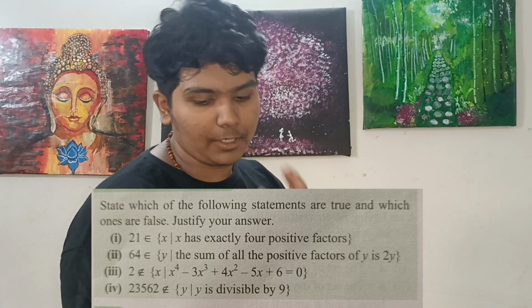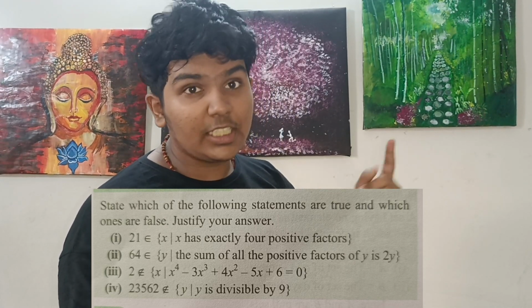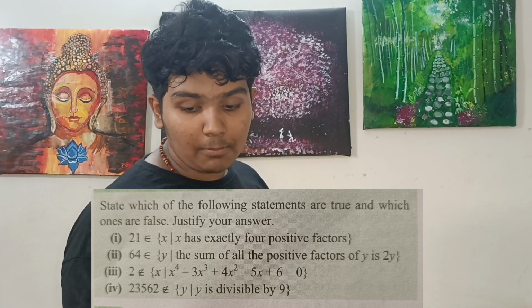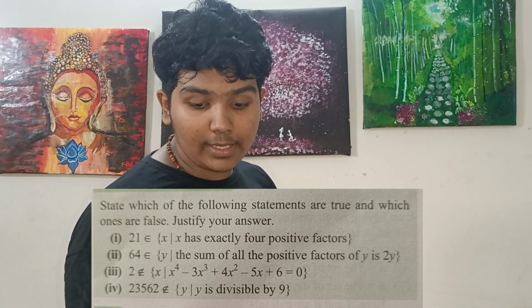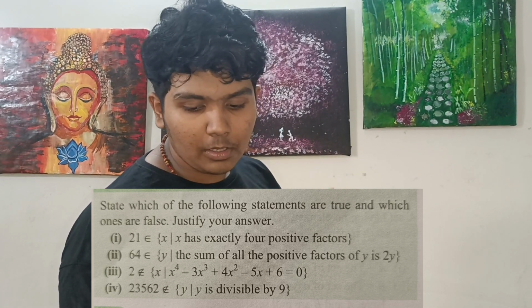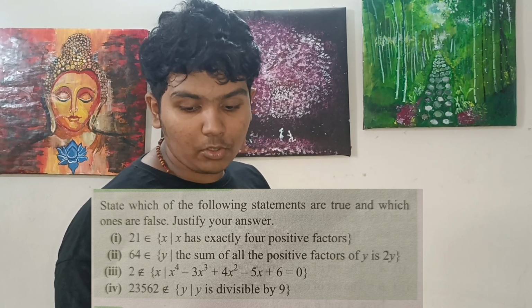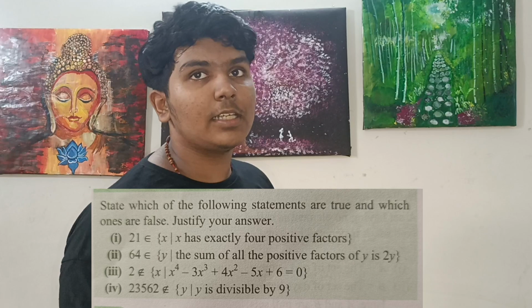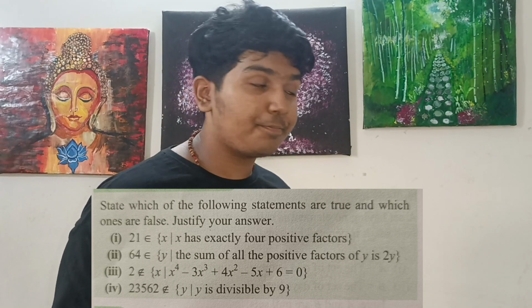This one I will explain. 2 does not belong to the set of x such that x raised to power 4 minus 3x raised to power 3 plus 4x squared minus 5x plus 6 is equal to 0.